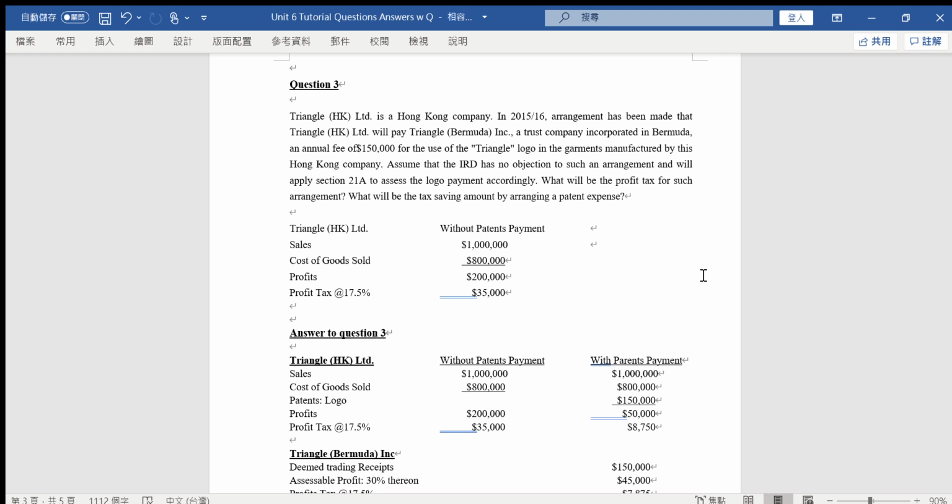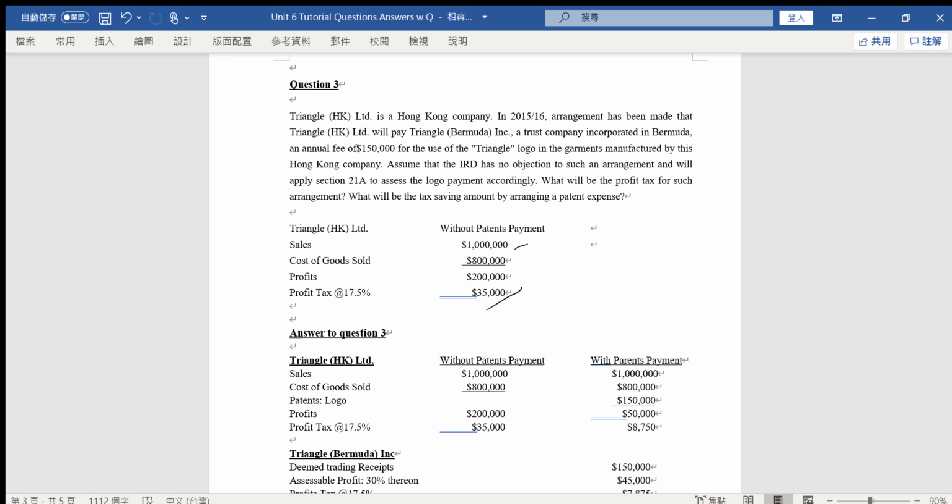First of all, if there is no such arrangement, what will be the taxable amount? So simple. Originally, let's say there is 1 million in sales. The cost of goods sold is $800,000, and then the profit is $200,000. Finally, the profit tax amount will be 35,000.